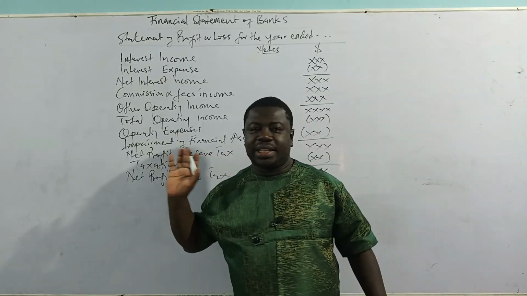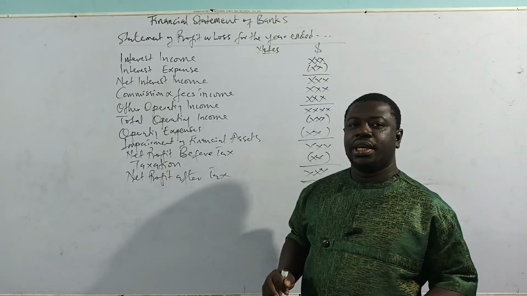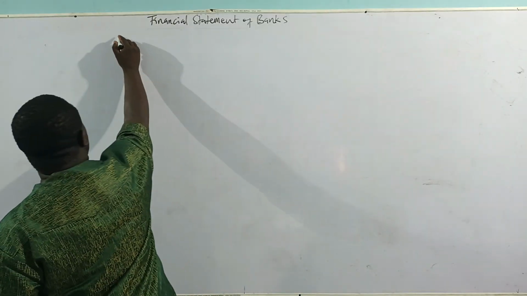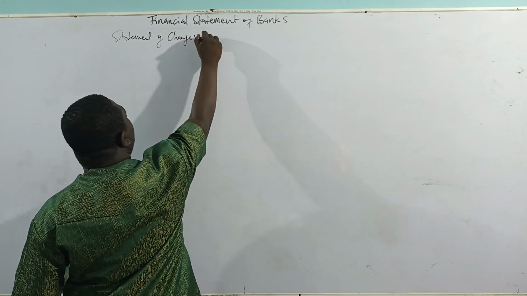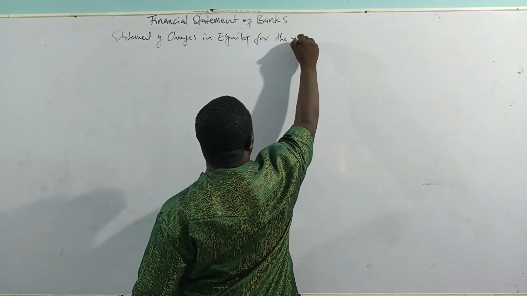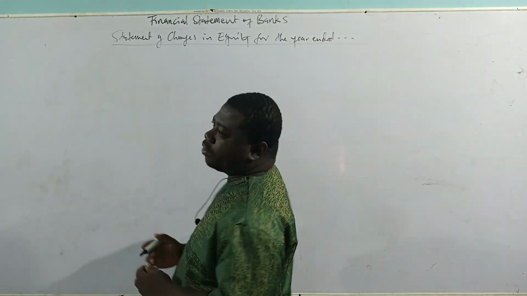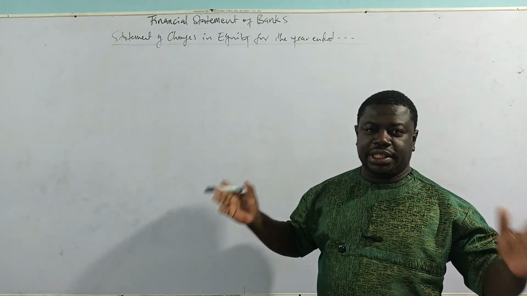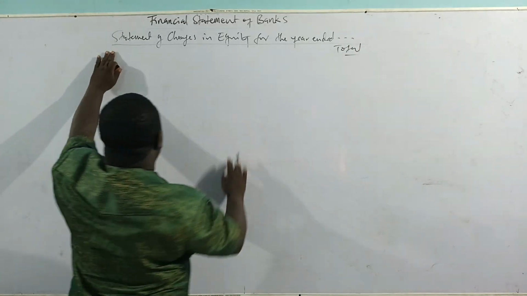Now, having been able to understand this, we'll look at the next one, which is the statement of changes in shareholders' equity for a bank. So we prepare the statement of changes in equity for the year ended... It is very similar to that of the trading business. To prepare the statement of changes in equity, it is similar to what you know already. So the total column will be shown, and you leave a column for your particulars.